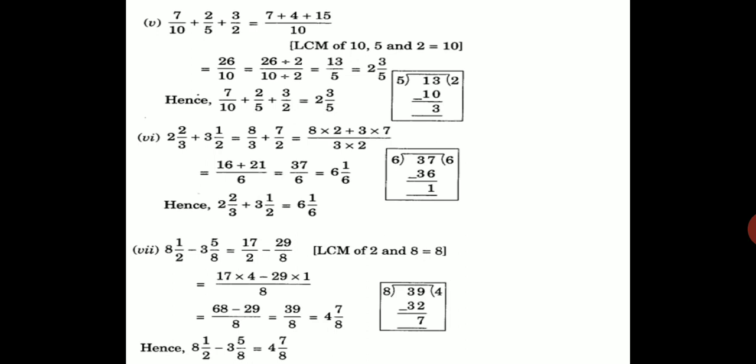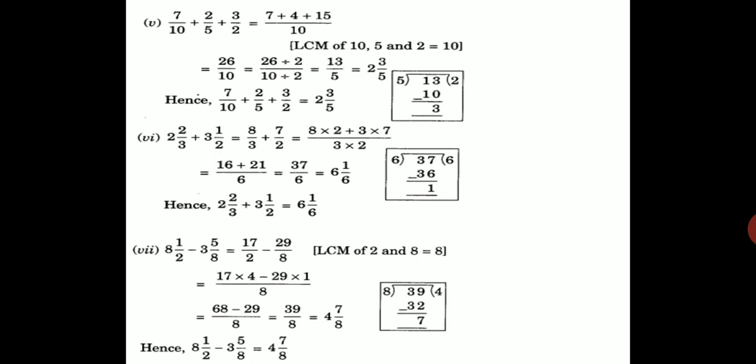Again here, with the help of 2 I want 10. So I have to multiply with 5. Here also multiplying with 5. 3 into 5, so it becomes how much? 15 by 10. Now adding all these numbers in the numerator, what do we get? 7 plus 4, 11. 11 plus 15, what is the answer? 26. 26 by 10.